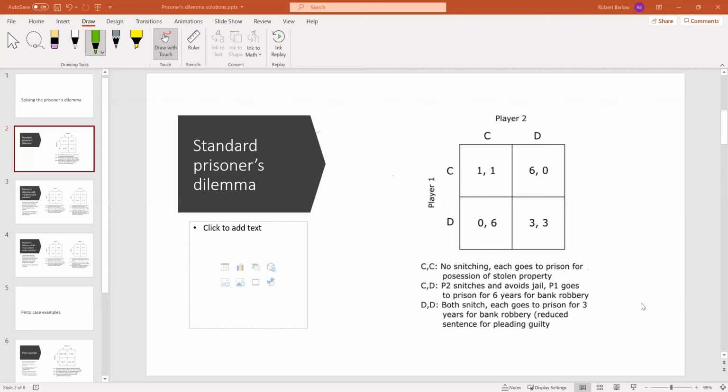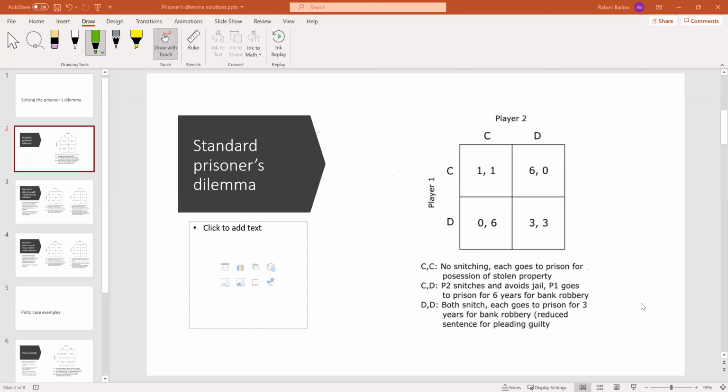The fourth possible outcome, and the one at which they're sort of inevitably driven to arrive, is that they both turn on one another. They are, in that instance, both assigned 3 years in prison. They both are effectively pleading guilty to the crime, and so they serve 3 years in prison each. So another way, right? No snitching, no snitching: each goes to prison for possession of stolen property, or they snitch and avoid jail while the other goes to prison for 6 years, or both snitch and each goes to prison for 3 years for bank robbery.